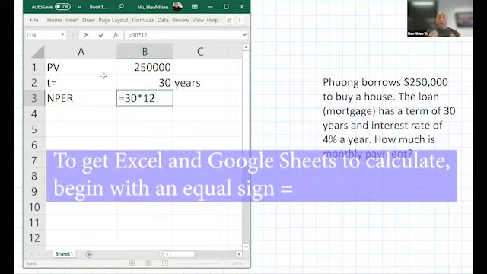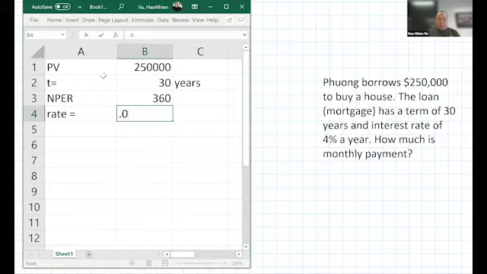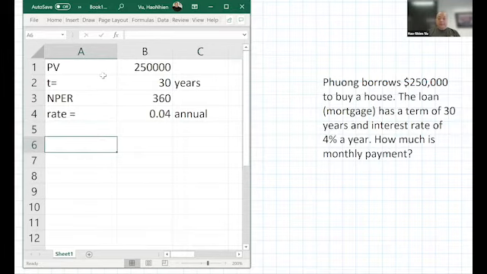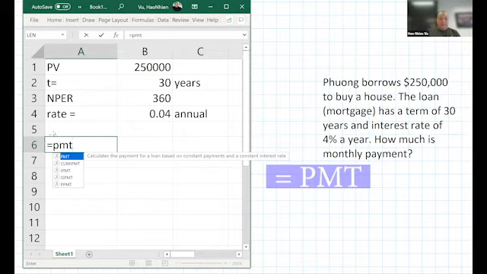When you want Excel or Google Sheets to calculate things, start typing with an equal sign. And the interest rate, R, is 4% a year. So that's 0.04 in decimal form. And now I'm looking for monthly payments. So I'm going to start with an equal sign, and I'm going to type in PMT for payment. See how automatically Excel comes up with all the functions that have PMT in them. And I'm going to pick the one that just says PMT.